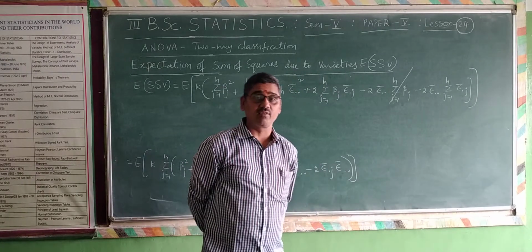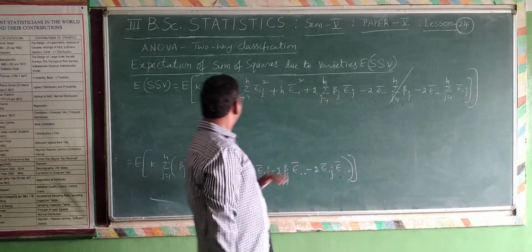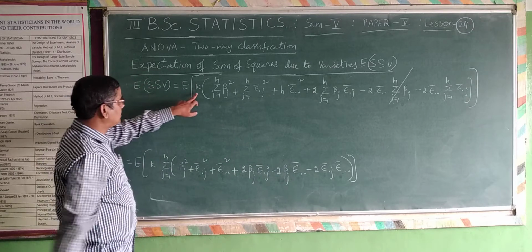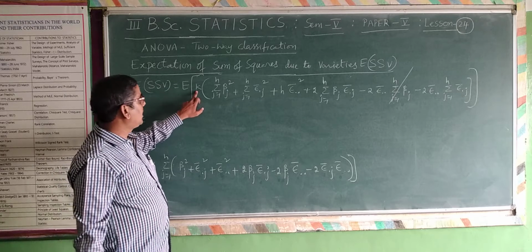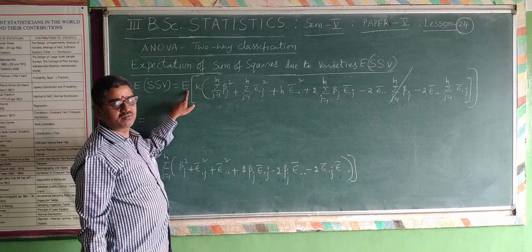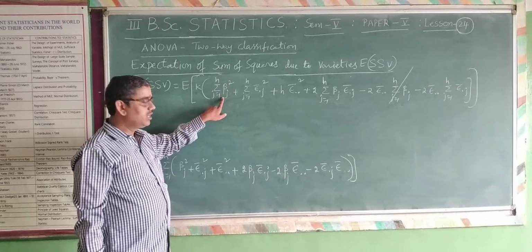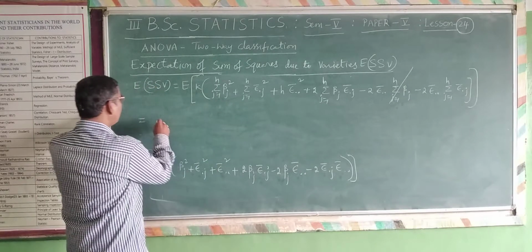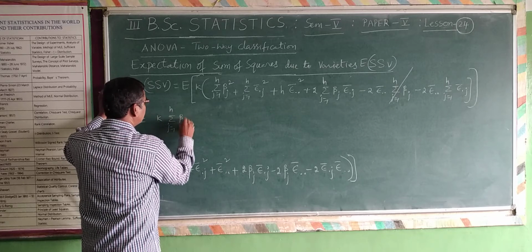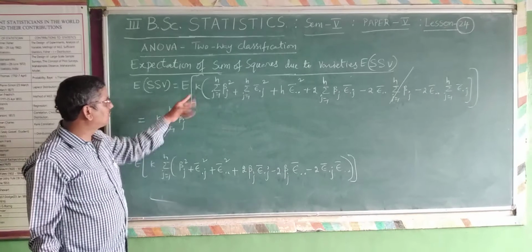Summation i equals 1 to k alpha is 0, so therefore this is 0. Now I take the expectations as well. You see here it is equivalent to b, and I have to multiply by k. k multiplied by summation beta j squared, j equals 1 to h. Expectation of k constant, beta j squared constant. So therefore the expectation of a constant is constant. Therefore k into summation j equals 1 to h beta j squared. Am I right? Expectation of a constant is constant.